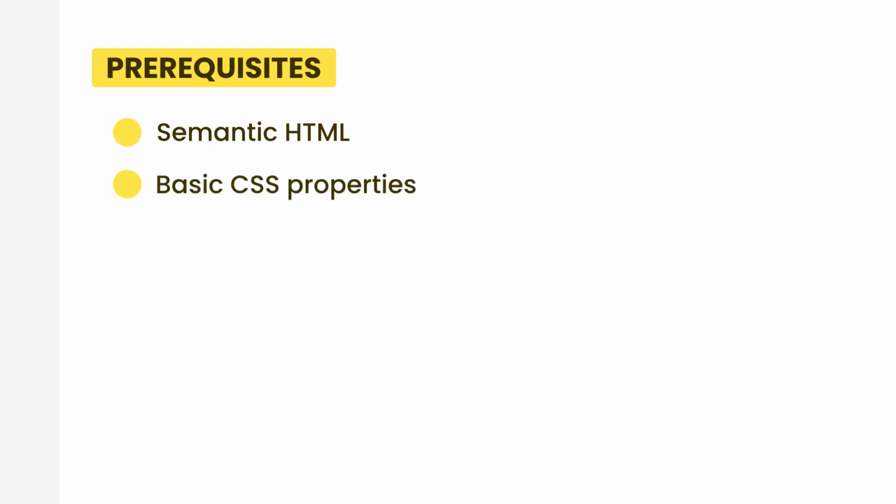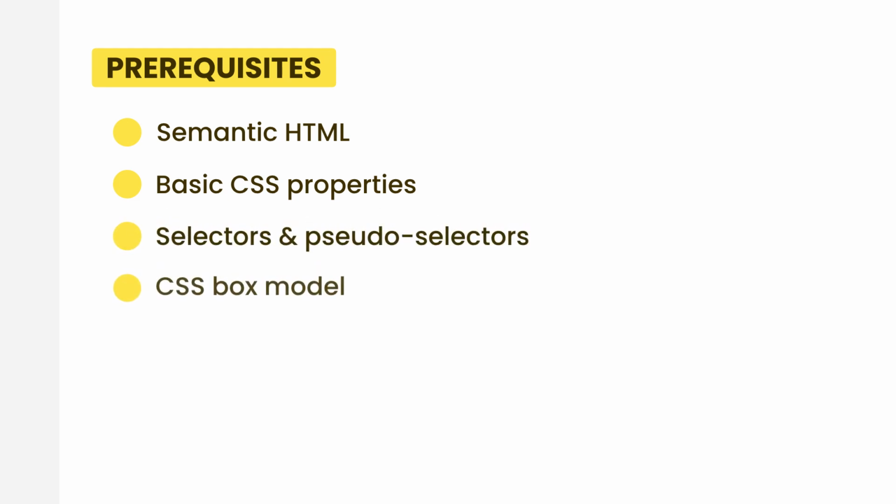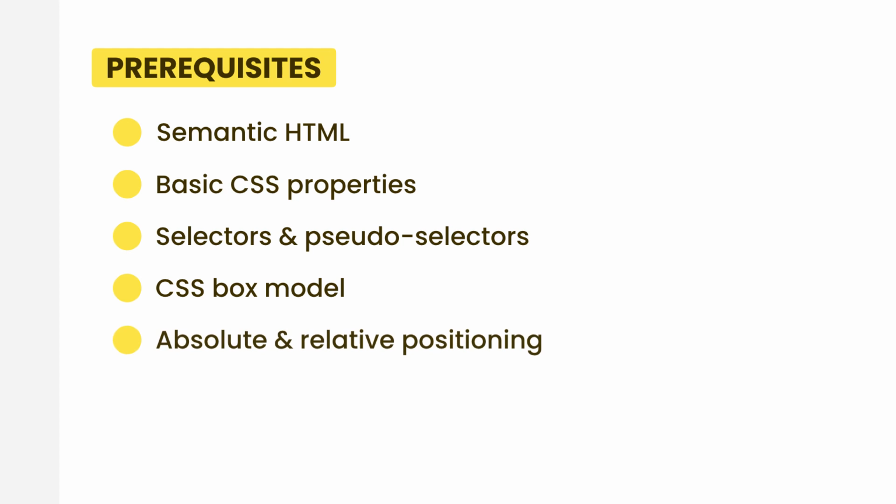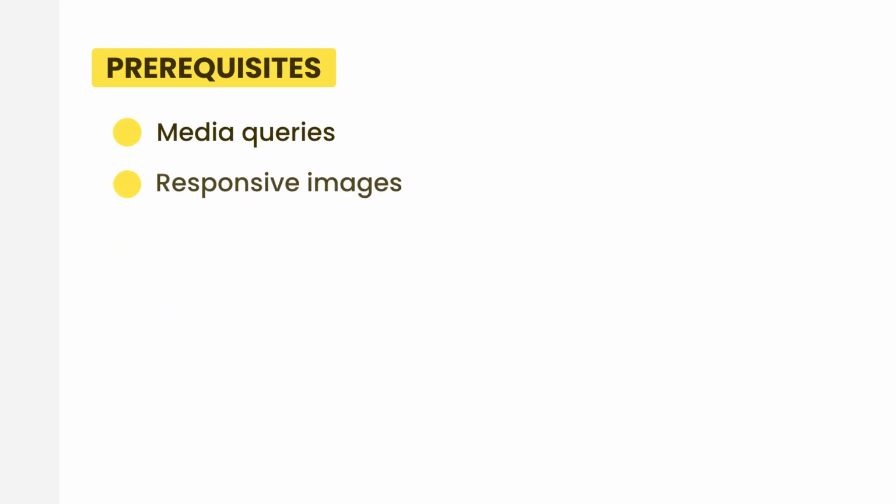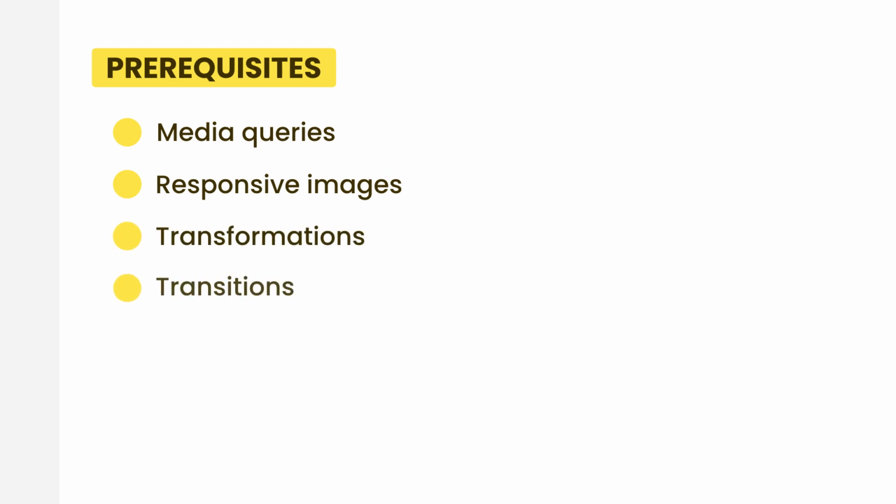Let's talk about what you need to know to take this course. As I mentioned before, this course is the third part of my ultimate HTML and CSS series. Ideally, you should have watched the first two parts, but if not, at a minimum, you need to be familiar with semantic HTML elements, basic CSS properties like colors, borders, shadows, fonts, and so on, selectors and pseudo-selectors, CSS box model, absolute and relative positioning, flex and grid layout, media queries, responsive images, transformations, and transitions.